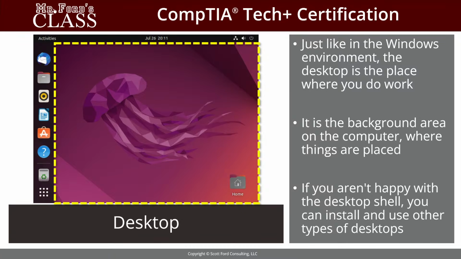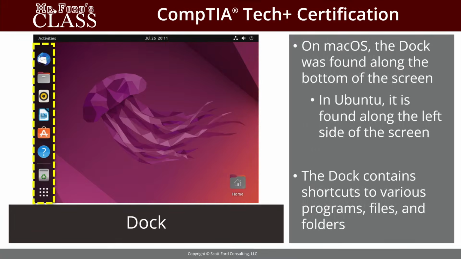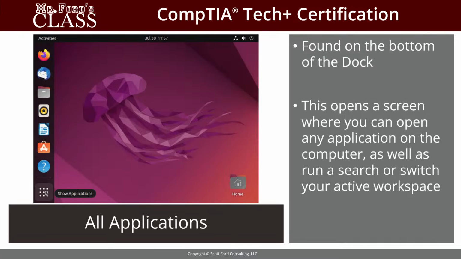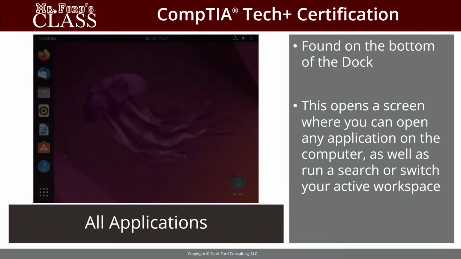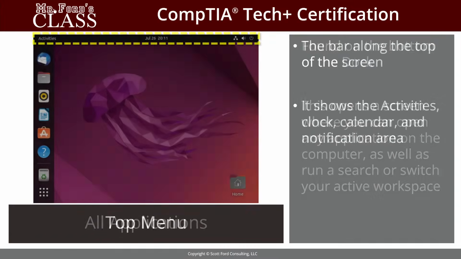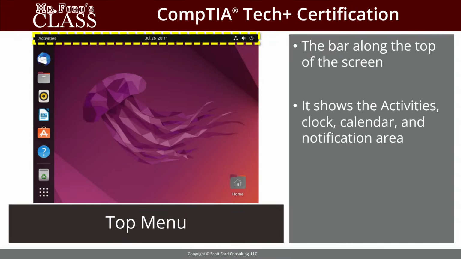Desktop, you should know what a desktop is. We saw one in Windows, we saw one in macOS. Well, Linux has desktops too. We have a dock, just like in macOS. In macOS, it defaults to the bottom. At least in Ubuntu, it defaults to the left-hand side of the screen. All of these you can move, of course. All applications, if you click on the waffle in the bottom left side on this particular version of Ubuntu, opens up all sorts of different options, all your programs, all your search features, all that stuff. Top menu, a bar along the top of the screen, shows the activities, clock, calendar, and notification areas.